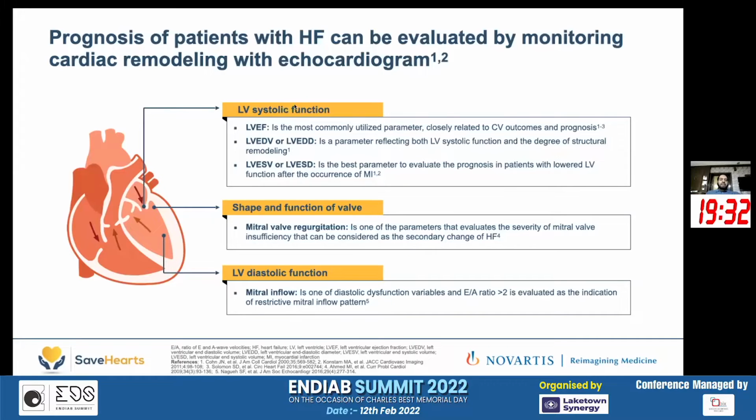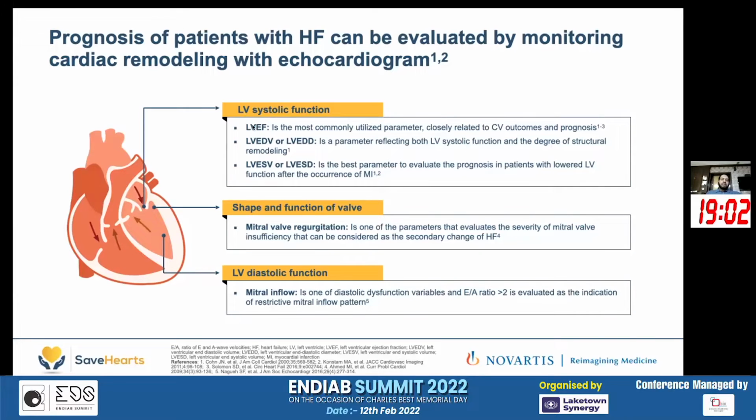So three major criteria that we look at are the LV systolic function, the LV diastolic function, and the shape of the mitral valve, because all of this has a bearing on the filling of the ventricle as well as the total effective cardiac output. Left ventricular systolic function is something that is very easy for us to understand. A weak heart cannot pump an adequate amount of blood to maintain circulation to the peripheral system, even under conditions of increased stressors.